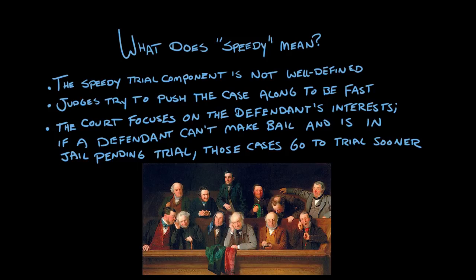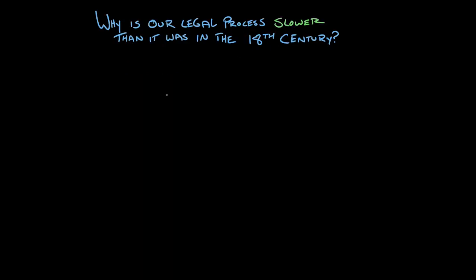Why is our legal process so much slower than it was in the 18th century? Okay, so that connects up to the second set of rights we've constructed around what makes something a public trial. And one of the main things there is the jury right.